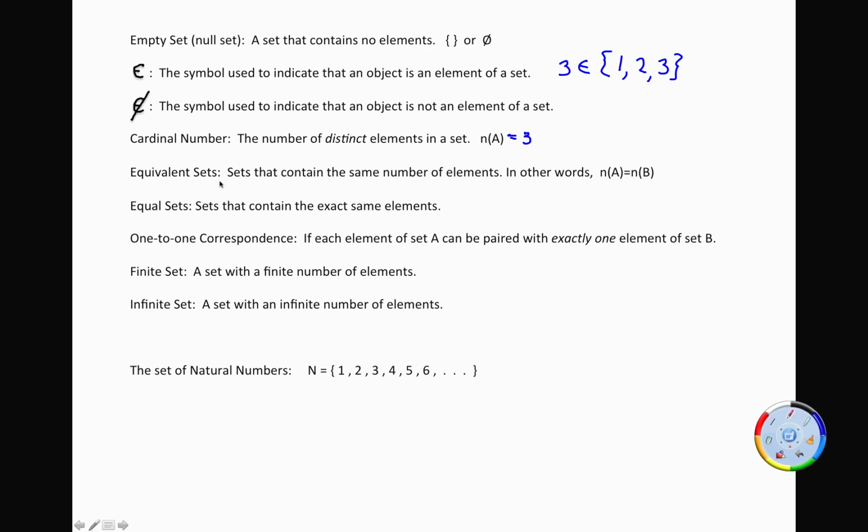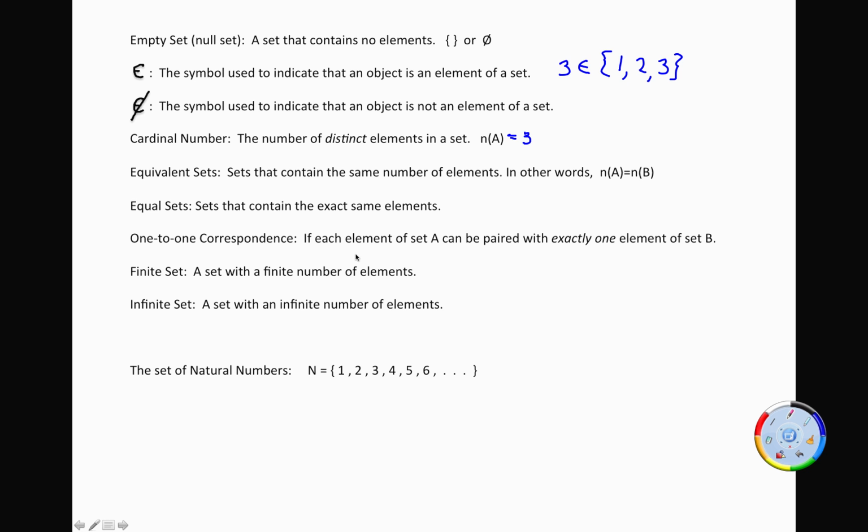Equivalent sets are sets that contain the same number of elements. In other words, they have the same cardinality. Equal sets are sets that contain the exact same elements. Notice all equal sets must be equivalent, but just because sets are equivalent does not mean they are equal.